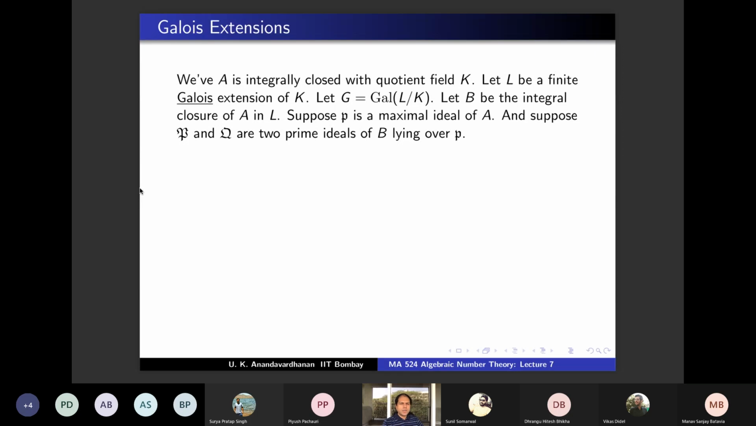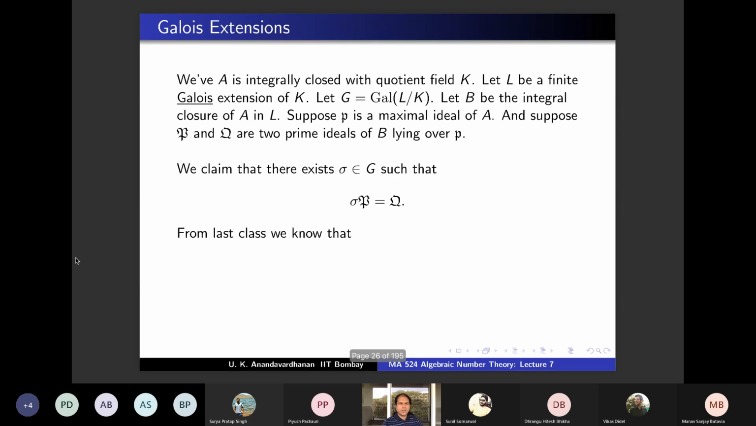Then you know how Galois theory is coming in? We would like to make the claim that there exists a Galois element sigma. Would you like to complete the sentence? So if you have two prime ideals lying above this, there is a Galois element so that sigma of P equals Q. Yeah, one is a Galois conjugate of the other, sigma of P equals Q. This is what we are going to prove, and so let's start the proof. Assume this is not the case.